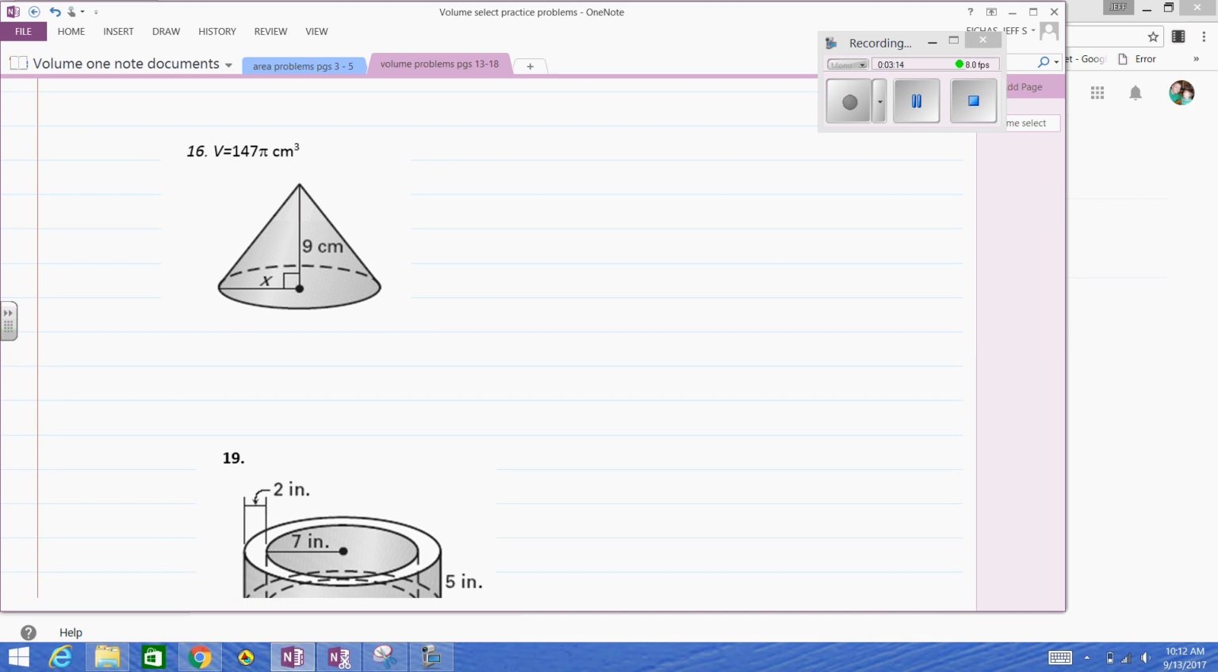Taking a look at this one again, they're giving us the volume. It is a cone. Identify the shape here. So our volume formula is 1/3 pi r squared h. We're given that. So let's go ahead and substitute in 147 pi for V. We don't know the radius. They gave us x for it, so we'll replace radius with x. Height of that cone is 9.